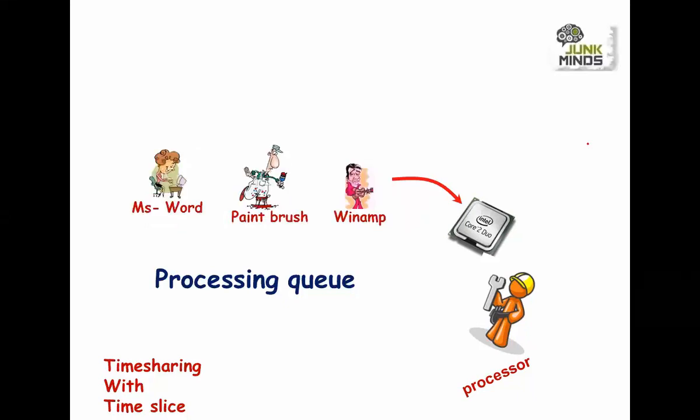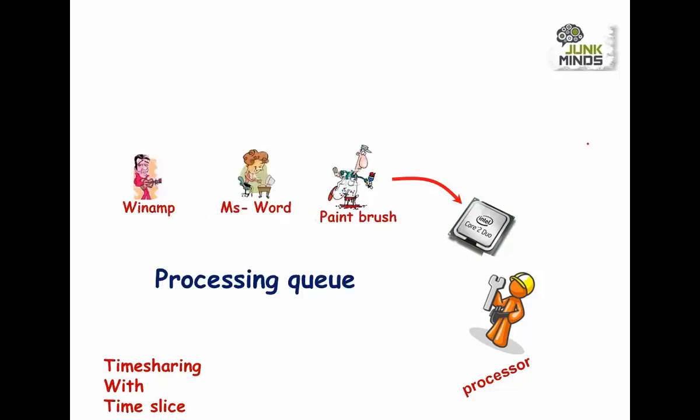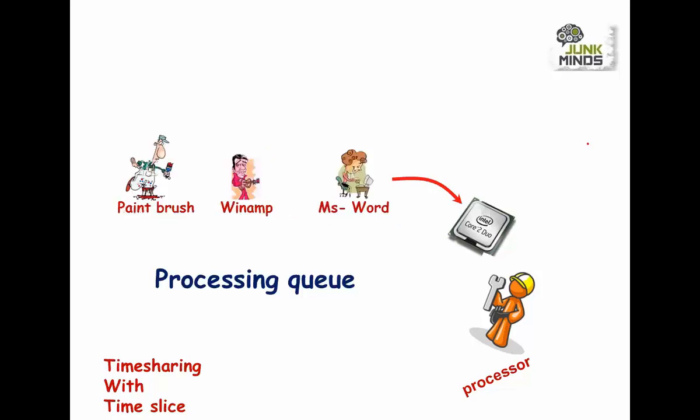If you see MS Word has gone at the end, then Winamp will come. Winamp will start singing. It'll get access to this processor for some time. It'll play that song for some time and then go back in the queue. Then Paintbrush comes in. Paintbrush does its work for some time and then goes back, and then MS Word comes in. So these applications will keep coming in a cycle like this. And this is how, on a time sharing basis, these applications will work.